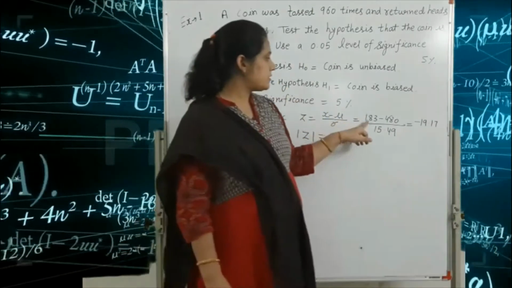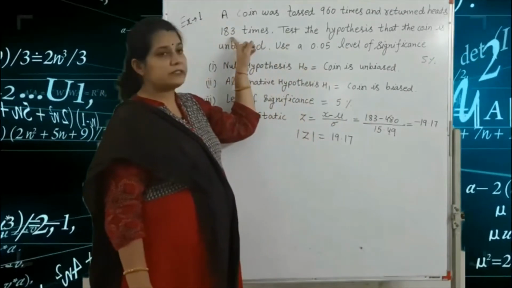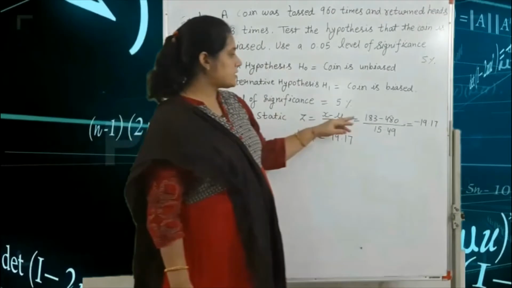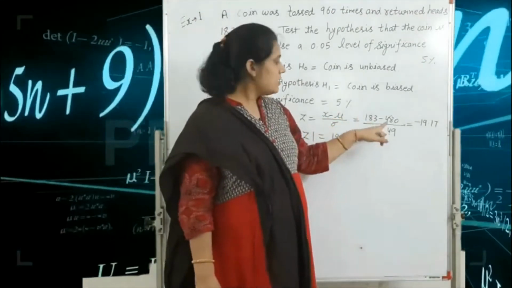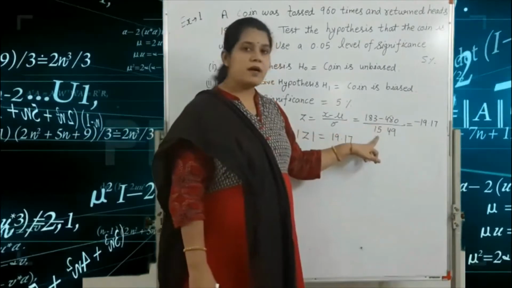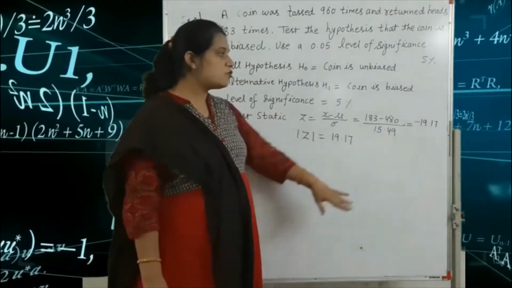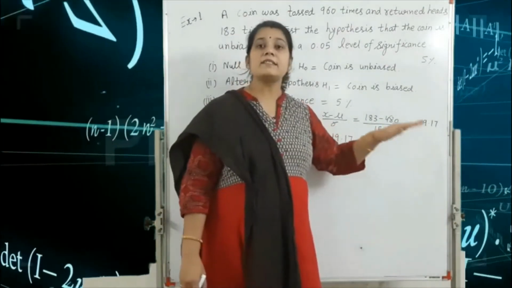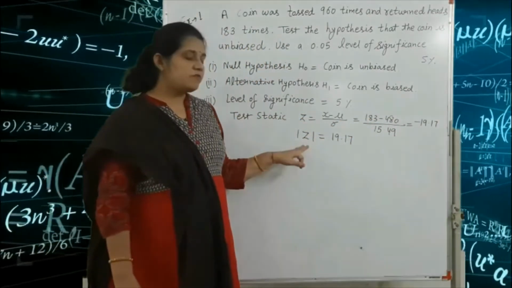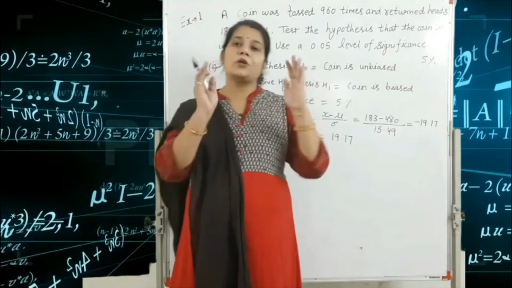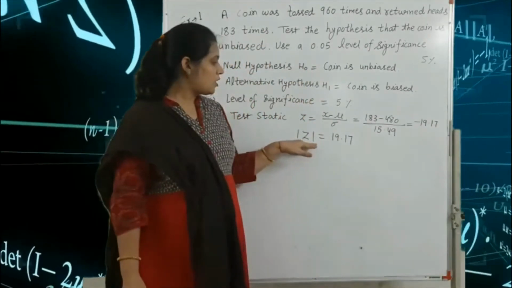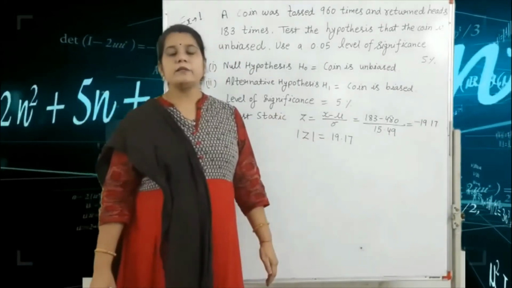So we write here 183, because here it is given that the coin returned heads 183 times. So we write here 183 minus mu, which is 480, divided by sigma, 15.49. So we get the value of minus 19.17. Okay, so we always write the modulus form. That means we always write the positive value. So mod of z is equal to 19.17.